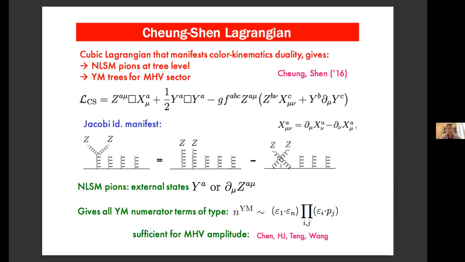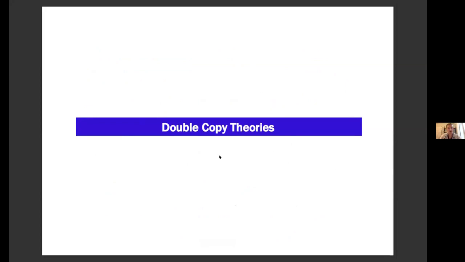But to this date, we still don't have a general description of the kinematic algebra beyond the next-to-MHV sector, so that's an open problem. All right, let's discuss double copies a bit more, what kind of theories we can have.